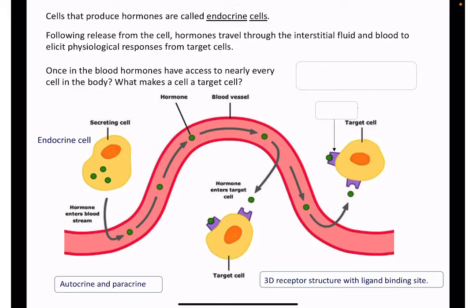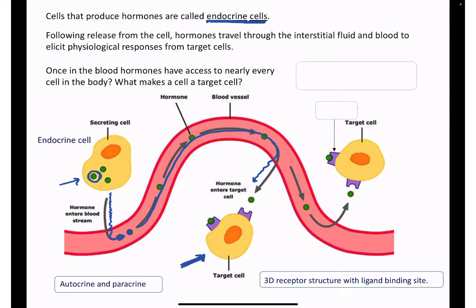All right. So cells that produce hormones are called endocrine cells. So this is an endocrine cell right here that is making hormones. And what's going to happen is that hormone is going to be released from the cell, and it's going to travel into the interstitial fluid and into the blood. And then that hormone is going to travel through the blood. It's going to come back out into the interstitial fluid, and it's going to elicit a physiological effect from a target cell.